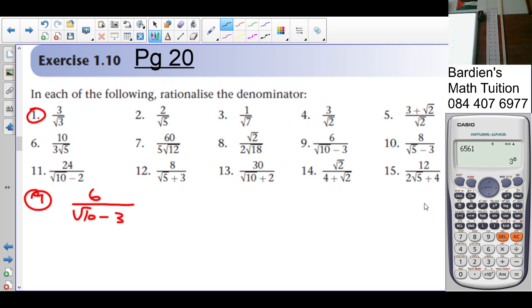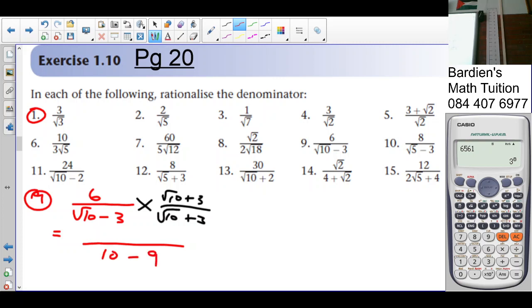Right, so this must be multiplied by what? Root 10 plus 3. So what do we do? Multiply the first and the last. So root 10 times root 10 is 10. The negative 3 times positive 3 is negative 9. So that's going to give you 6 into root 10 plus 3. 10 minus 9 is 1. So I can just multiply this out here. That's going to give you 6 root 10 plus 18.